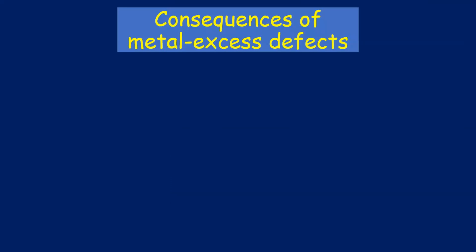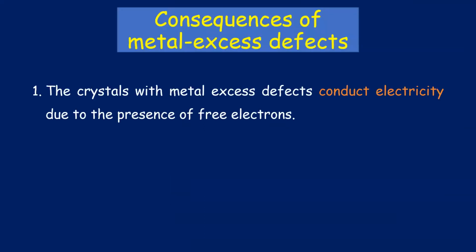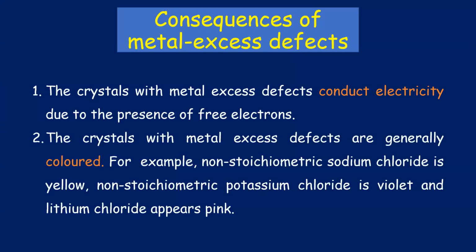Now next is the consequence of metal excess defects. Now the consequence is very easy. You can see that if you have excess electron, that means they will conduct electricity. If the ideal crystal is an insulator, then also it is going to conduct electricity, because now you have free electrons in both the cases. So first thing is that you will conduct electricity, and there will be color.